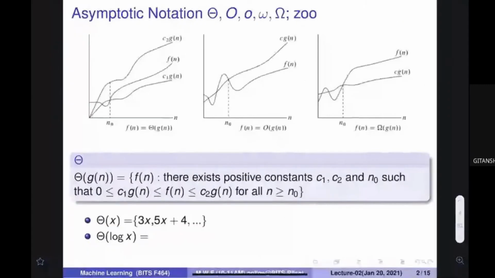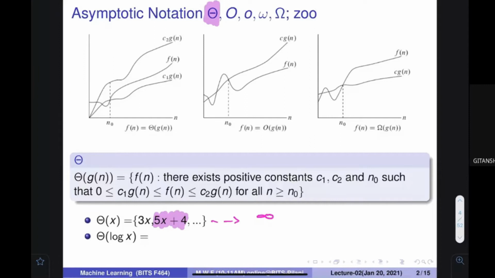Whether 5x plus 4 is inside this set, yes. Similarly, you can find out C1, you can take 4. What is C2, you can take 6. So all these things are there. So theta of a function is a set. Is it clear? It contains how many items? Can anybody tell? Infinite items. Infinite functions are there in this set.